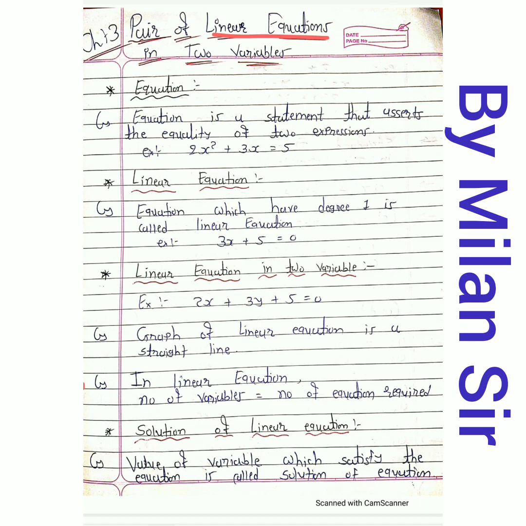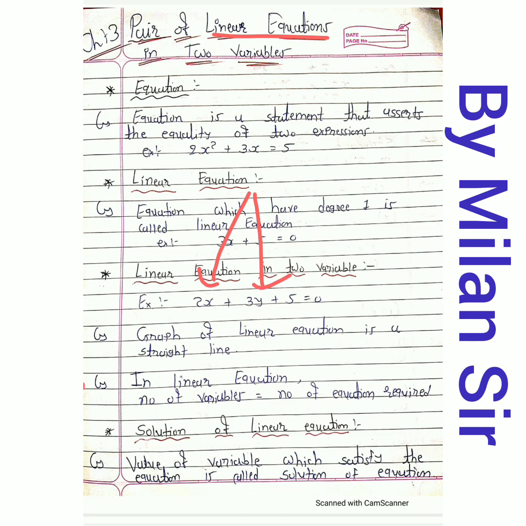Now linear equation in two variable. If two variables are present in the equation, it is called equation in two variable, right? So if two variables are present in one linear equation, it is called linear equation in two variables. Here one example I wrote, 2x plus 3y plus 5 is equals to 0. Now variable means whose value we can change, right?